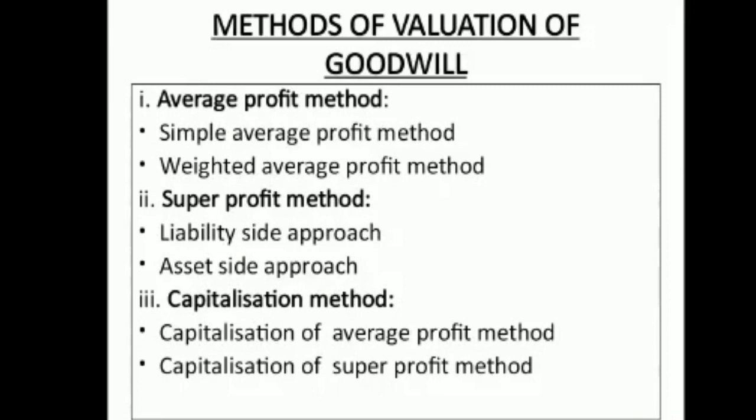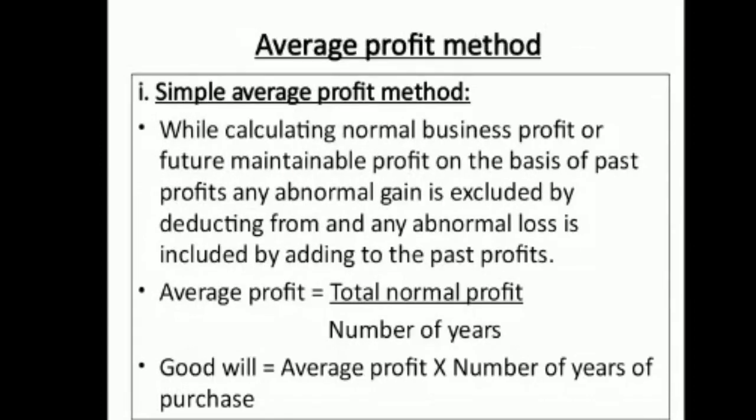First, we will see the introduction of the simple average profit method. How are we going to calculate the simple average profit method? First, we have to calculate the normal business profit. That means the profit the business has earned in the present year after deducting the abnormal gain. That means we have to exclude the abnormal gain and add the abnormal losses we have incurred in the present year. Average profit equals total normal profit divided by number of years. Then the goodwill will be calculated as the average profit multiplied by the number of years of purchase of goodwill.